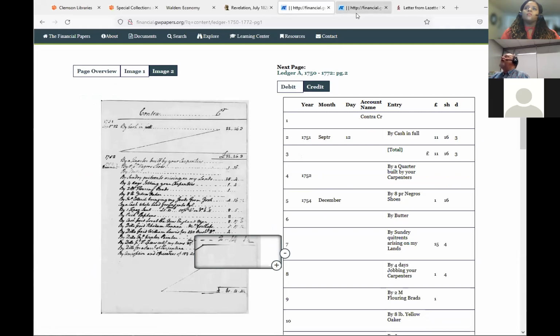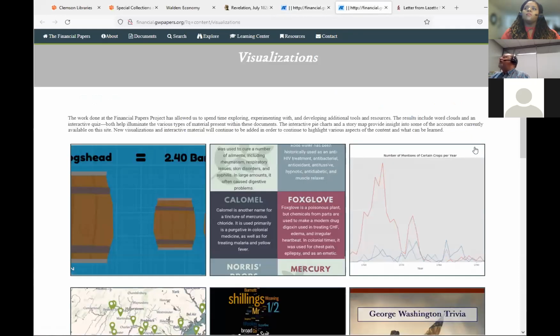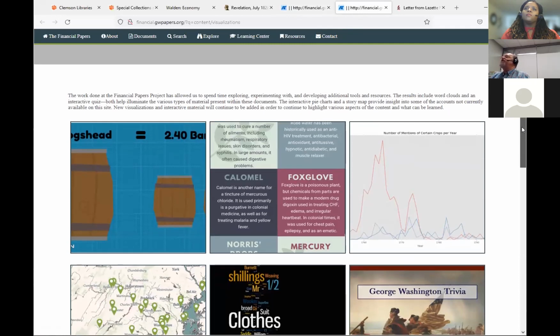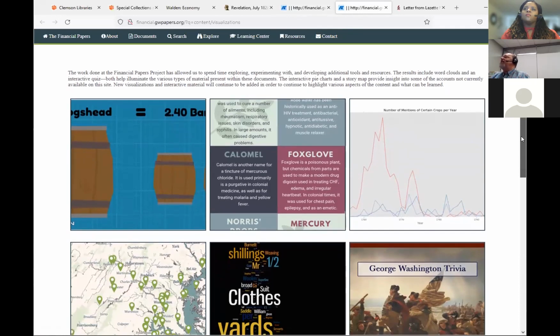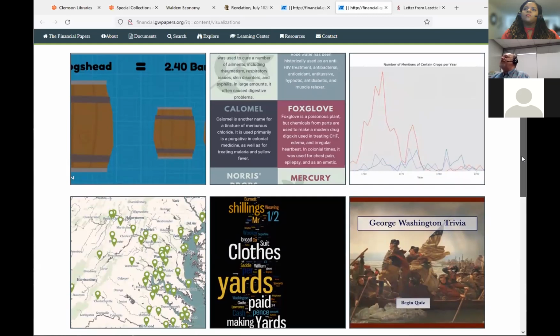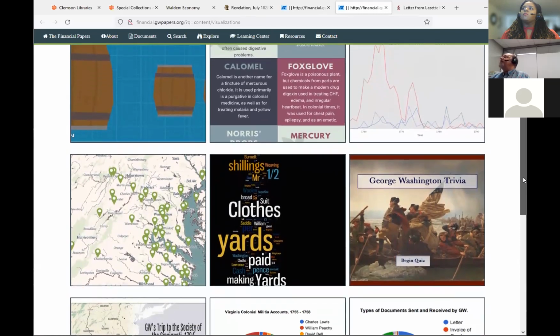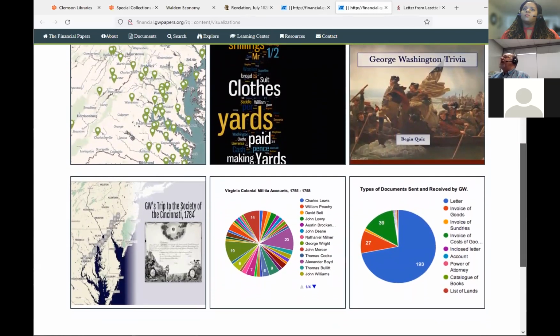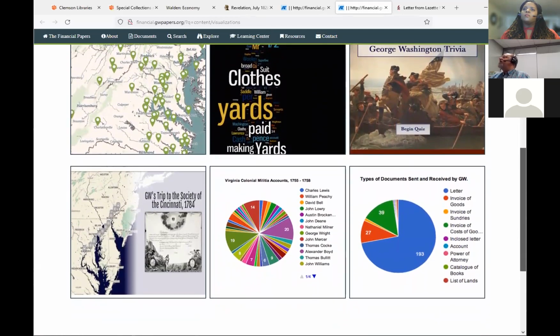of this. And remember, I talked about visualizations. This, again, is the financial papers of George Washington. And so they've done various visualizations based on data within the transcriptions.